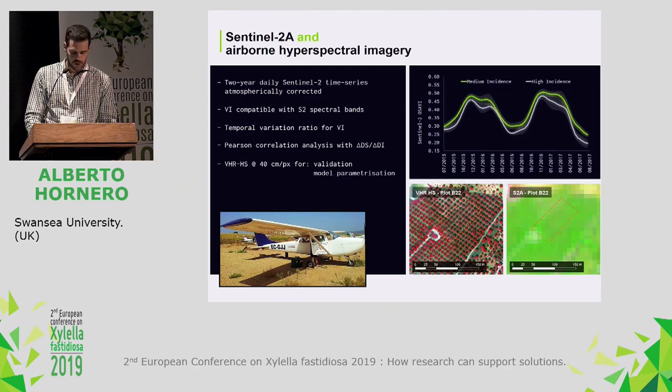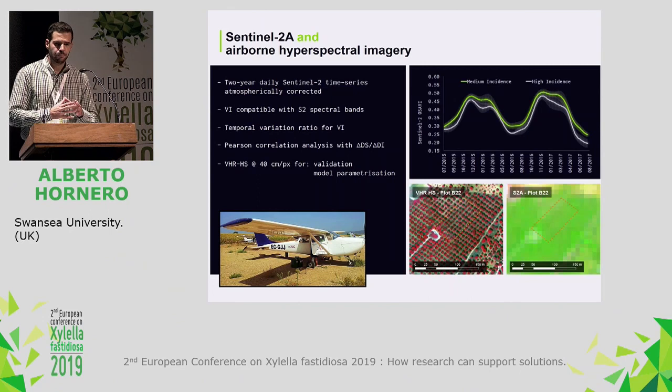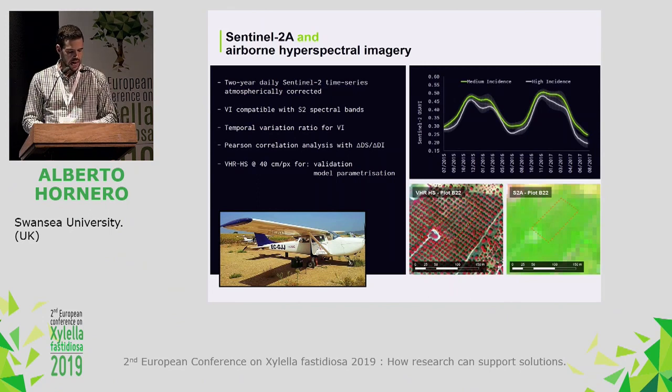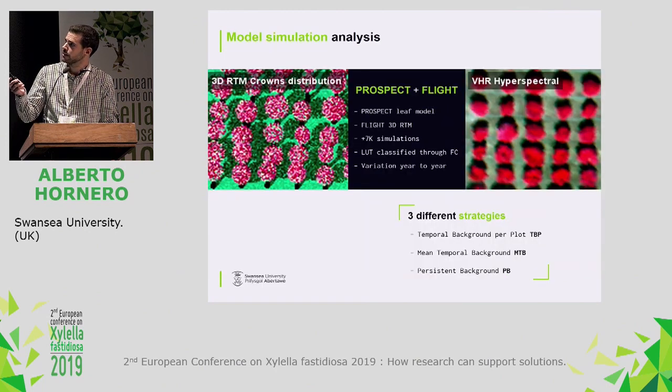Following the same procedure we did with the incidence and severity for each orchard, we calculated the temporal variation of the vegetation indices. Then we established a Pearson correlation analysis to compare them with the increase in incidence and severity. For validation purposes, we collected very high resolution hyperspectral images up to 40 centimeters per pixel. This also allows us to evaluate the contribution of the background in the temporal variation of severity and incidence.